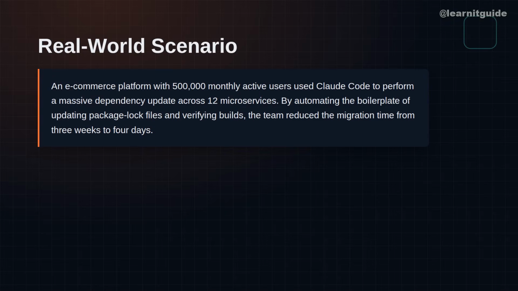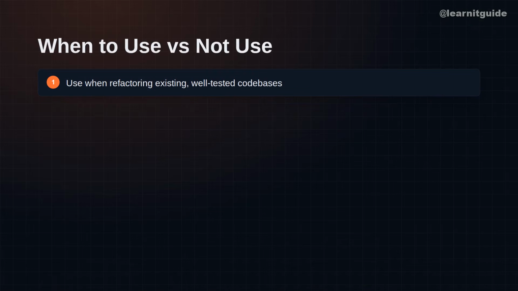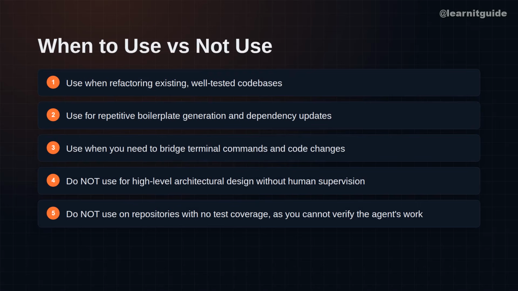Consider an e-commerce platform managing dozens of microservices. When a critical security vulnerability in a shared library is found, manually patching 12 services is a recipe for disaster. Using Claude Code, the platform engineering team scripted the update process, having the agent apply the patch, run the build, and verify dependencies across all services. The result was an 80% reduction in time spent on routine patching, letting their engineers focus on shipping new checkout features.